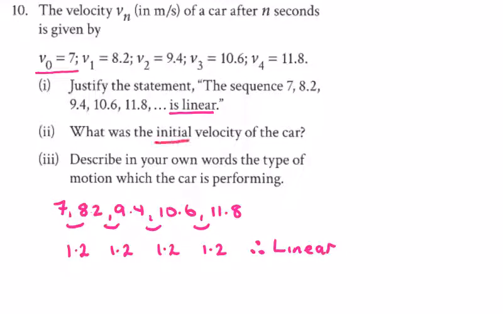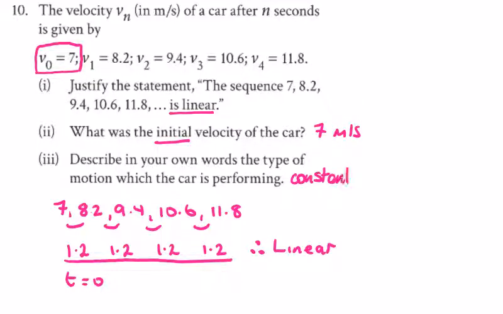And the initial velocity is when t is equal to 0. When time is 0, we have our initial velocity of 7 meters per second. And what's happening here? Well, the car is getting faster by 1.2 meters per second every second. So constant acceleration, a is equal to 1.2 ms to the minus 2. Straightforward enough for question 10.